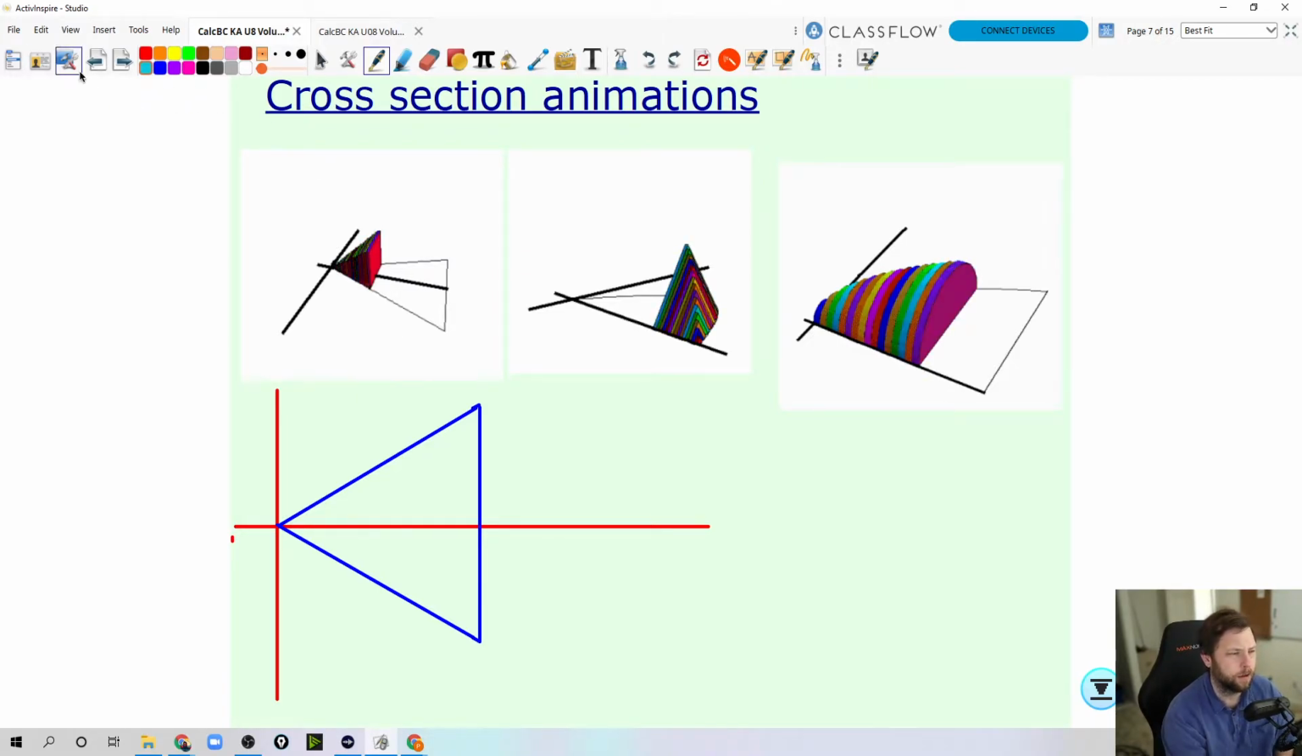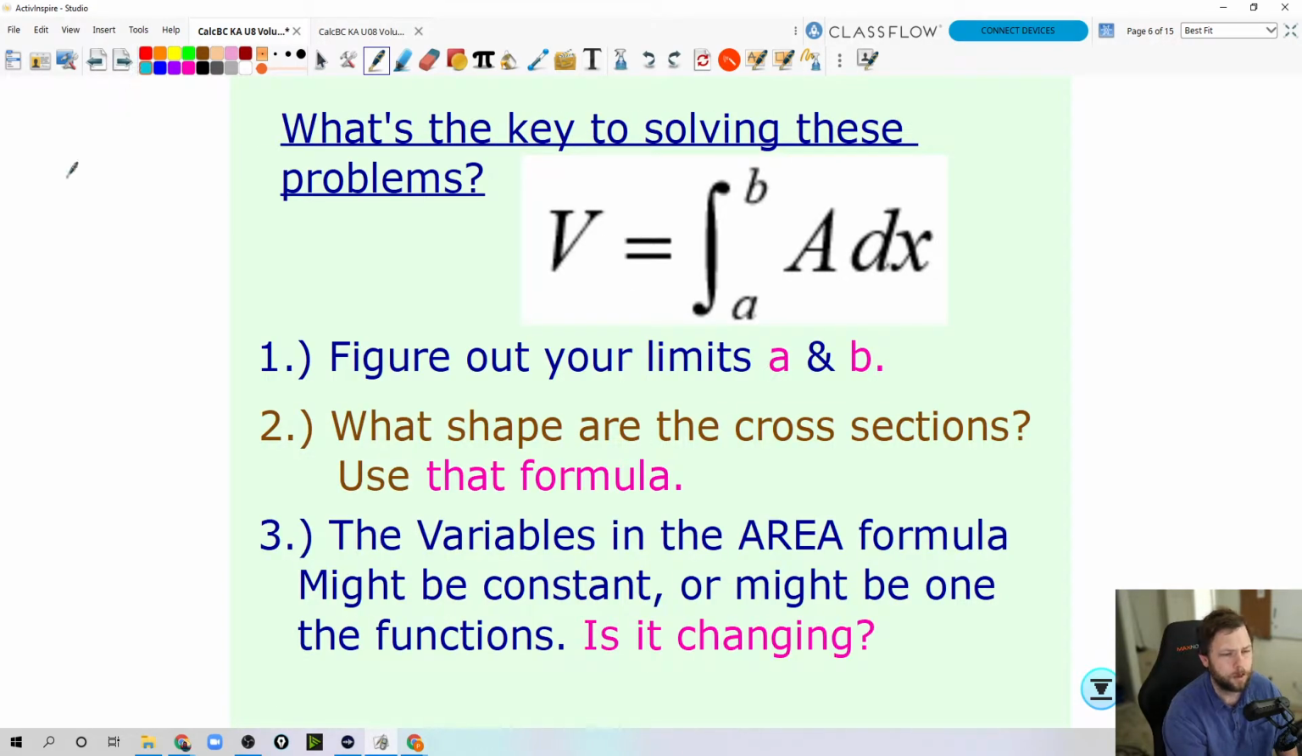I think the challenge is that visualizing this can be very hard. So what do you have to do with this formula? Well, you have to figure out your limits a and b. Sometimes that's given. Sometimes you need to see where things intersect on the graph. And you want to know what shape the cross sections are. It will be mentioned in the problem somewhere: squares, rectangles, triangles, semicircles. And then use that formula.